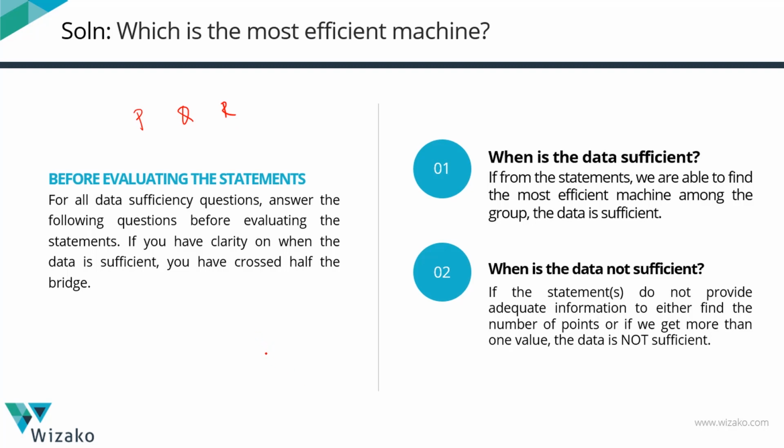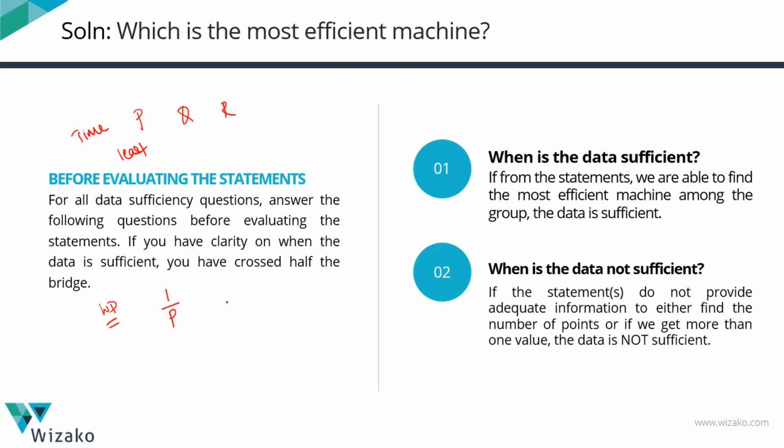How will we be able to determine this? For example, if you're talking in terms of the time taken, whichever mission takes the least amount of time to complete the task is going to be the most efficient mission. If you're talking about the work done, usually work done is expressed as a reciprocal of the time taken. If mission P takes 10 hours to complete the task, we'll say it does 1/10 of the task every hour.